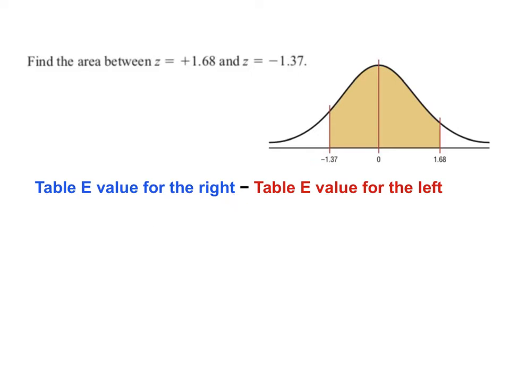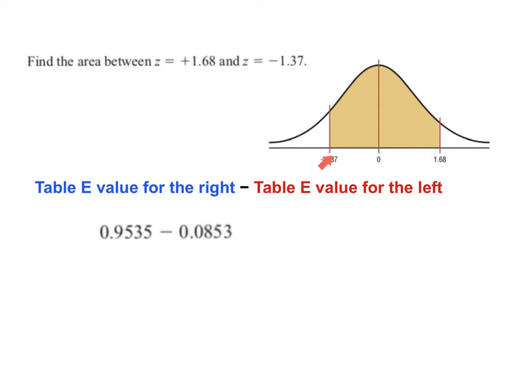Now, here are the values you should have gotten. Let me explain why we don't have to worry about subtracting from 1 or anything like that for the interval. The table E value for 1.68 is everything to the left, including the white space. So when I look up this value, the area is going to give me all of this, including this, which is too much, right? I need to chop that part off.